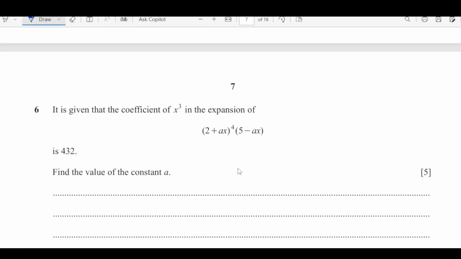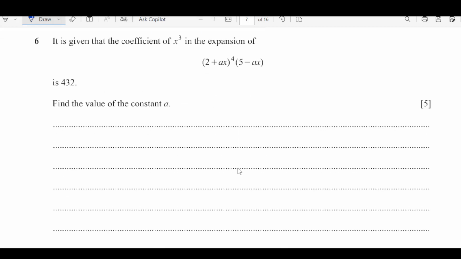Now, let us move to the next question. It is given that the coefficient of x cubed in this expansion is 432. Find the value of the constant a. So, we have to do it step by step, do not do everything together. That is going to give you some trouble in the calculations. So, I will take first the bracket here. I am going to expand this.